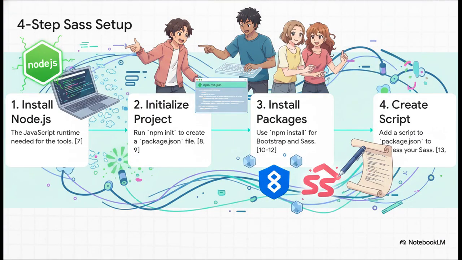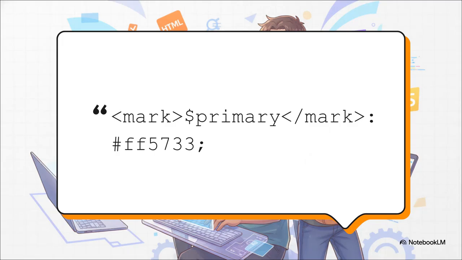Now, I know what you might be thinking. This setup looks a little technical, but trust me, think of it as a simple, one-time investment that unlocks unlimited creative power. You just install a couple of background tools, run a command or two to get Bootstrap and Sass into your project, and then you add one tiny script. That script basically acts as your personal assistant, automatically turning your powerful Sass code into the regular CSS that browsers can actually understand. And right here, this is where the magic happens.